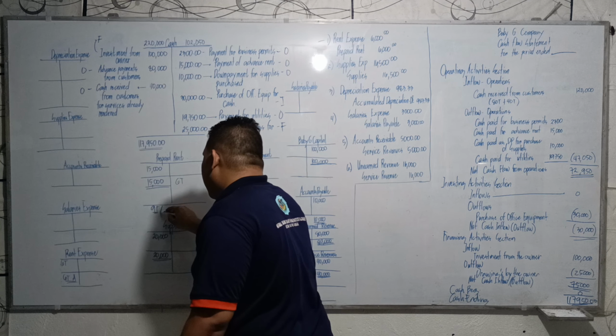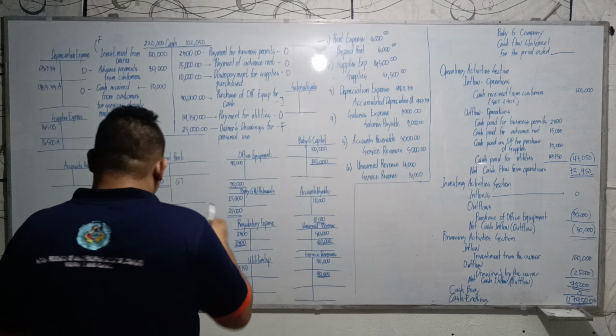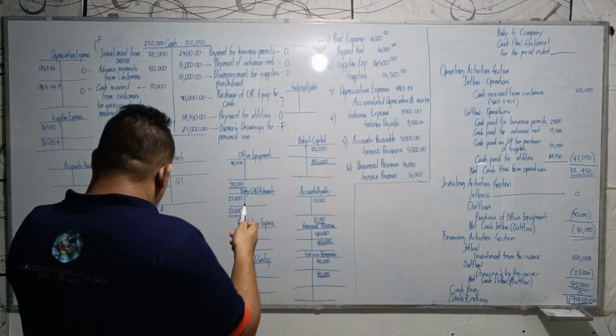And we have the accumulated depreciation on the credit side. Do we have accumulated depreciation right here? No, we didn't. I didn't prepare it. So let's prepare it. Let's put the accumulated depreciation right here. Let's erase this. Let's put it right there. And we have the accumulated depreciation.